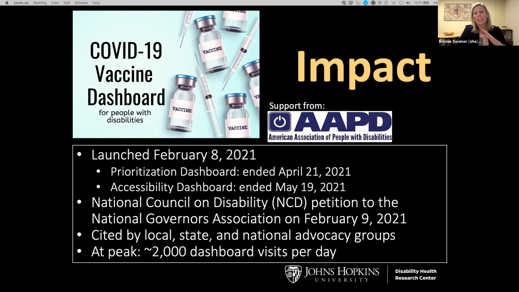But less than 24 hours after we launched our first dashboard, the National Council on Disability, which advises President Biden on disability policy, cited our dashboard in a petition to the National Governors Association, calling for them to reprioritize or upweight the prioritization of people with disabilities in their vaccine rollout. That was honestly a surprise. Since that time, our dashboard has been cited by local, state, and national advocacy groups. I honestly admit I've lost track.